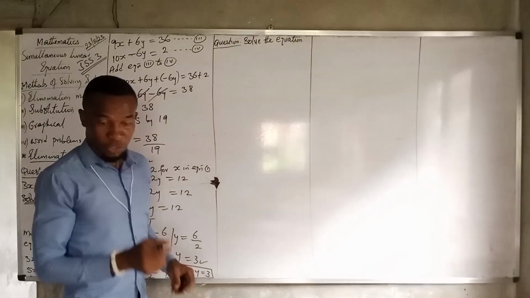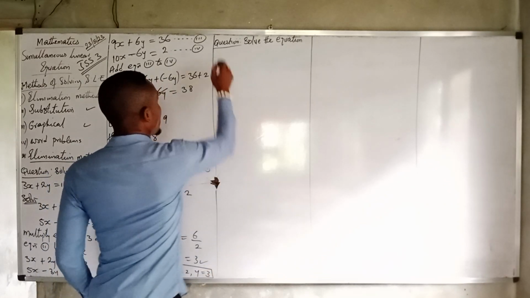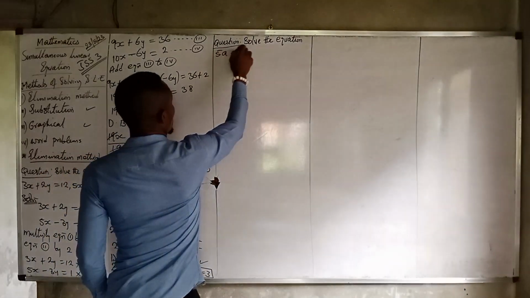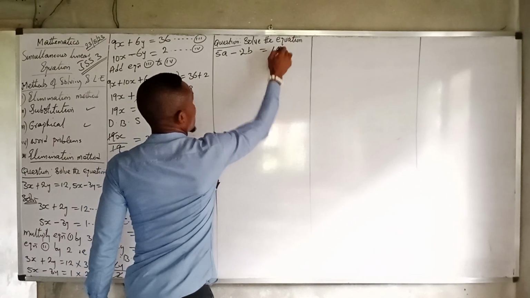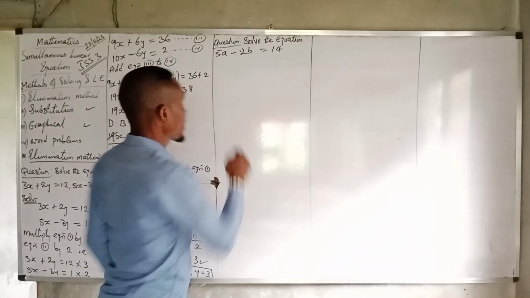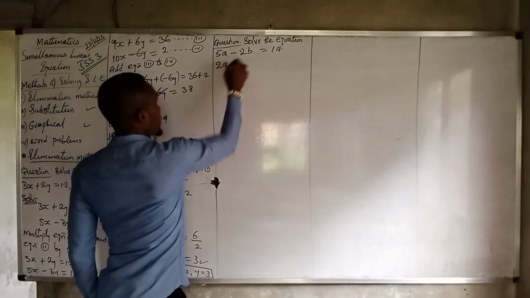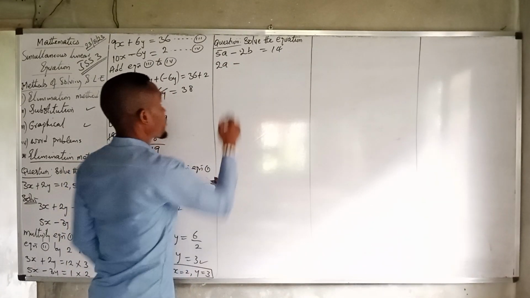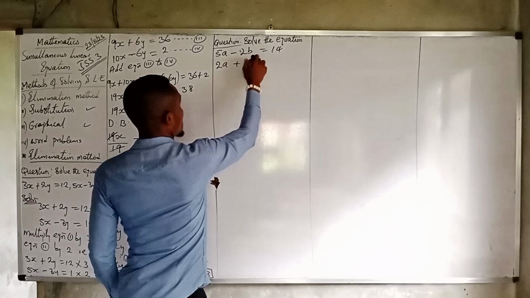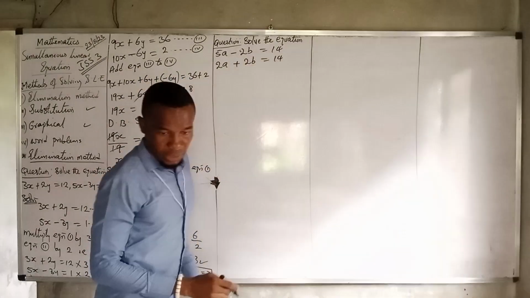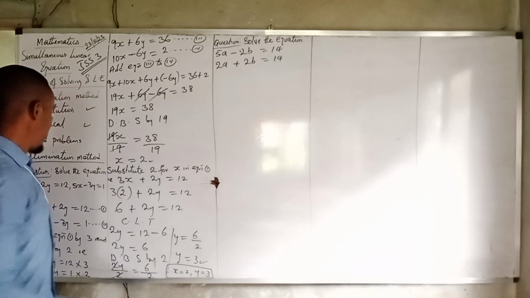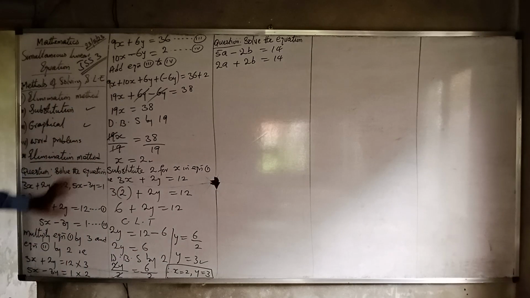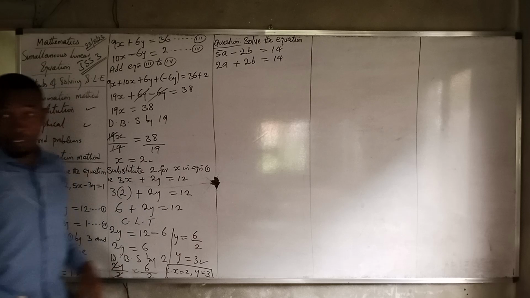Okay. Solve the equation: 5a minus 2b equals what? 14. Then 2a plus 2b equals what? The same 14. Wow. Now look at this one. If you look at the first one and the second one, what's the difference?